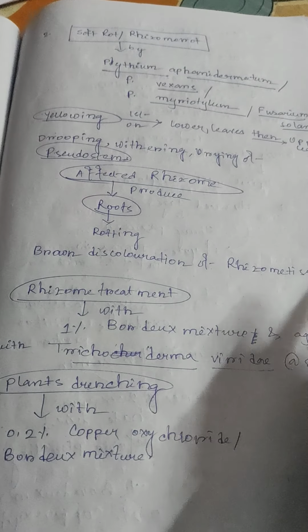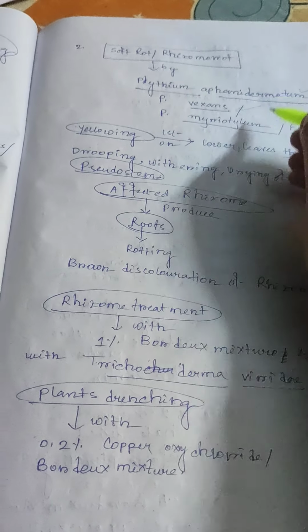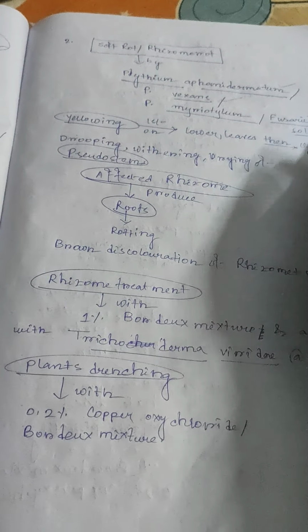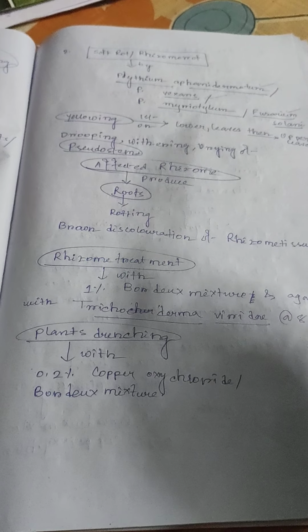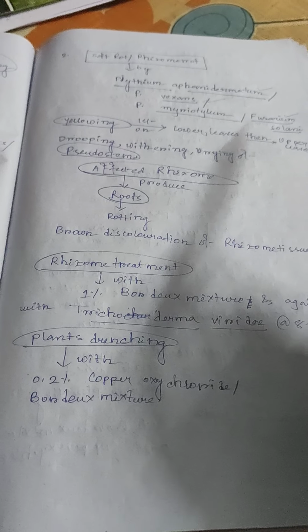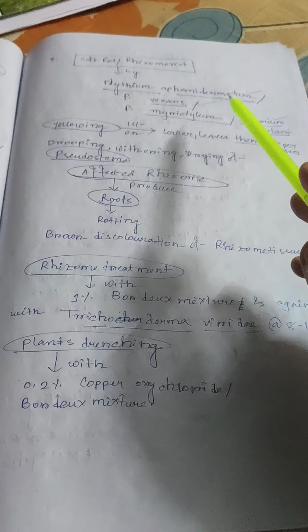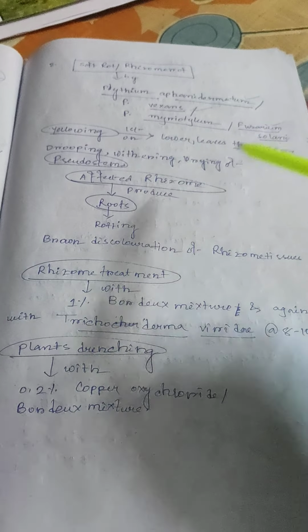Then soft rot or rhizome rot is caused by Pythium aphanidermatum, Pythium vexans, Pythium myriotylum or Fusarium solani. So soft rot or rhizome rot of ginger is caused by 4 types of fungal pathogens.